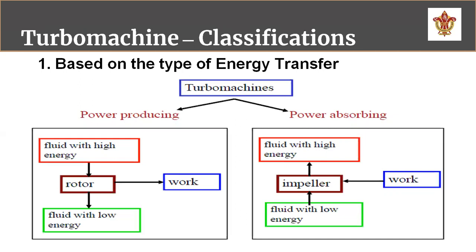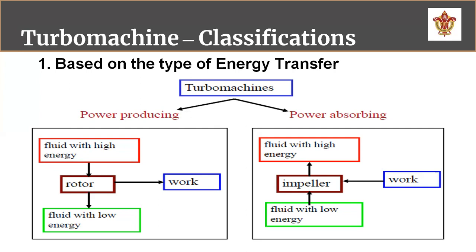So now we come to the classifications of the turbo machines. When we discuss the classification in terms of energy transfer, turbo machines are bifurcated in two categories, that is power producing turbo machines or power absorbing turbo machines. In power producing turbo machines, for example, a water turbine, a jet of water forces on the turbine and it generates the work or power in the form of electricity.